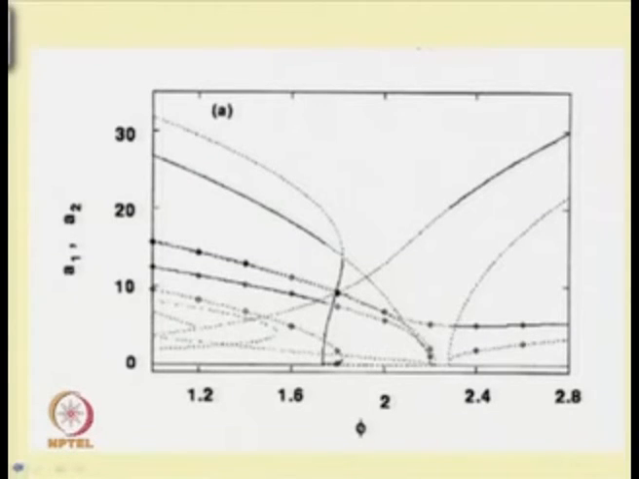So, each point on these curves represents an equilibrium position, and the solid line represents the stable state and the dotted line represents the unstable state of the system.